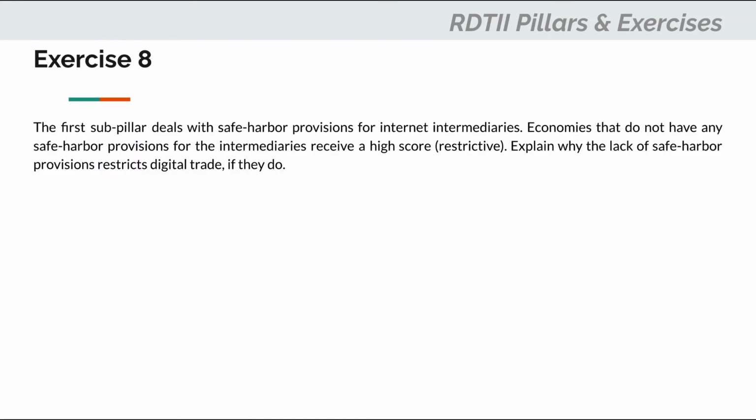Exercise for the eighth pillar. The first subpillar deals with safe harbor provisions for Internet intermediaries. Economies that do not have any safe harbor provisions for the intermediaries receive a high score, restrictive. Explain why the lack of safe harbor provisions restricts digital trade, if they do.